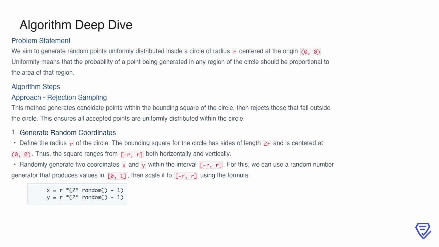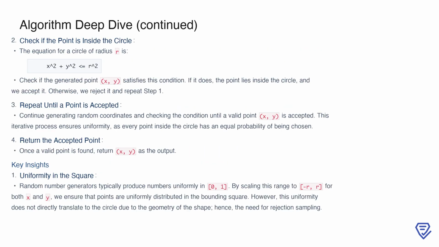If this distance squared is less than or equal to the radius squared, the point is valid and lies inside the circle. Otherwise, the point is rejected. This process is repeated until we generate a valid point. Once we find a point that satisfies the condition, we can output it as the result. The key advantage of this approach is that it guarantees uniform distribution within the circle. By generating points uniformly within the bounding square and rejecting those outside the circle, we avoid any clustering or bias in the distribution.